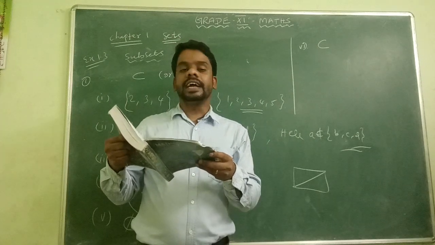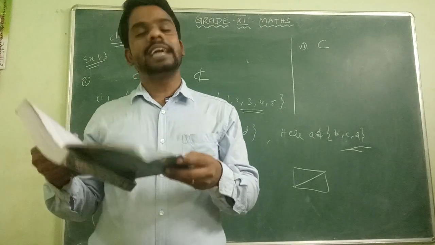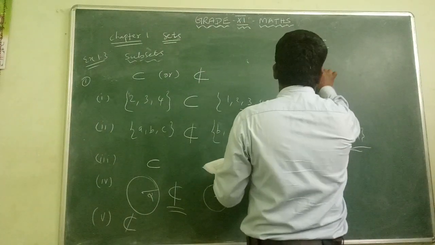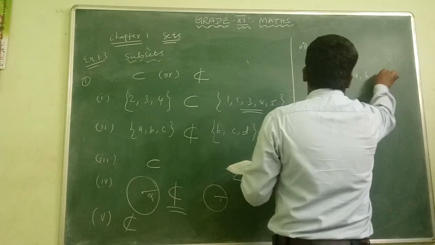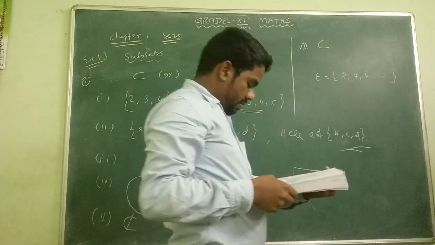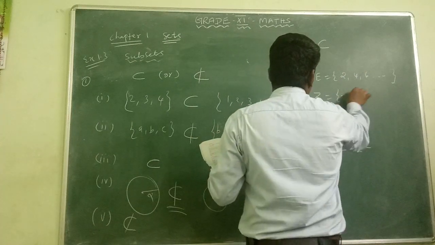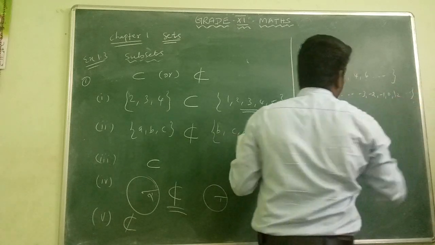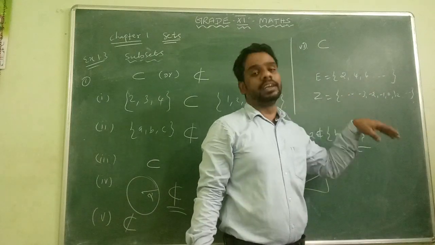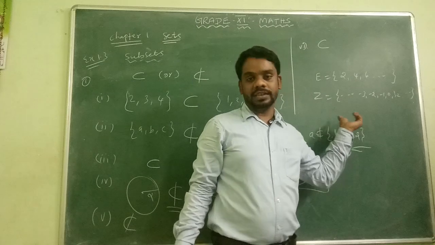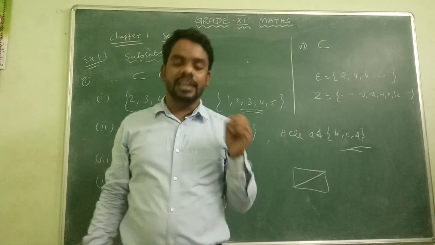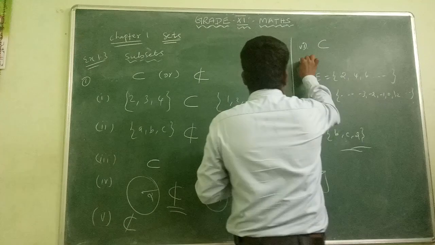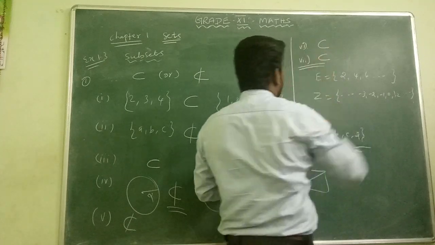X such that X is an even natural number is a subset of X is an integer. Listen, students. Even natural numbers are 2, 4, 6 and so on. Integers are minus 3, minus 2, minus 1, 0, 1, 2, 3 and so on. All even numbers belong to the integers. So the set of all even natural numbers is a subset of the set of all integers. So the seventh question is a simple subset. Okay, next.